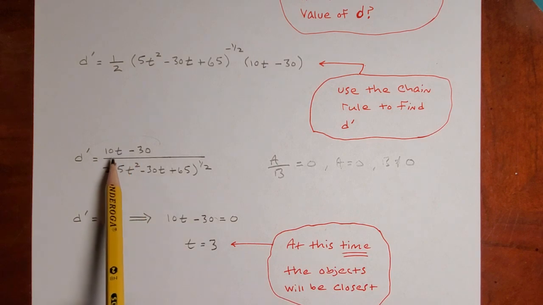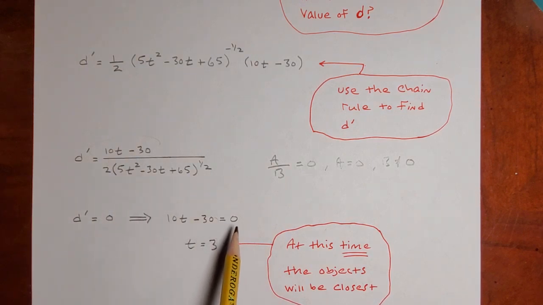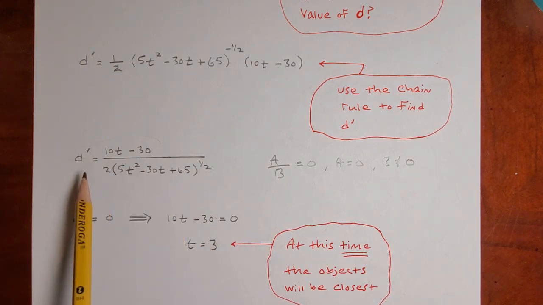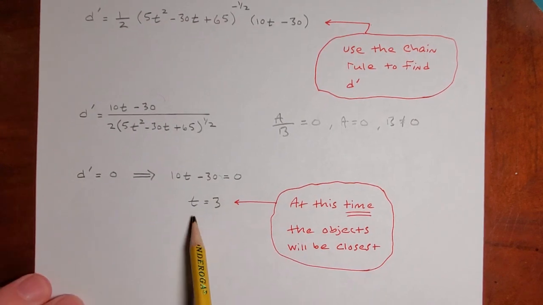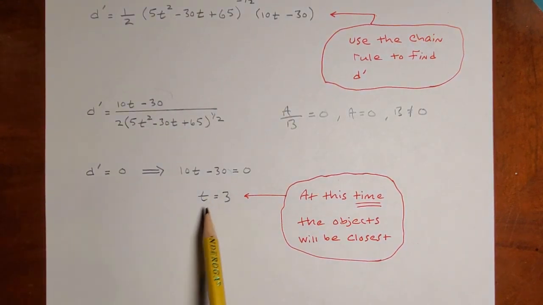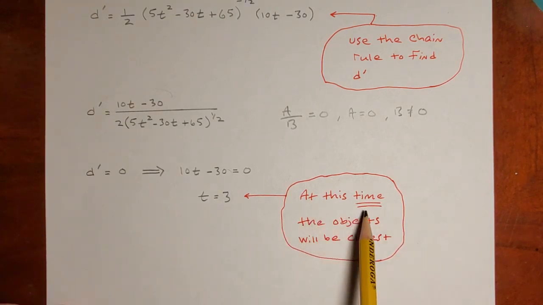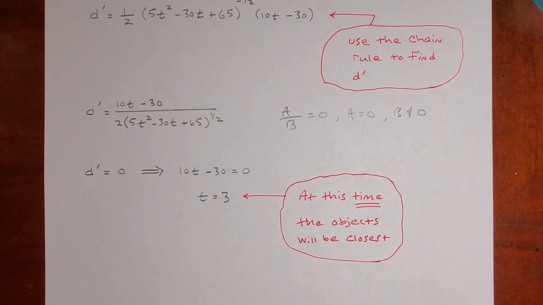So in our case, if we take 10t minus 30 and set it equal to 0, that will be our critical number. That's what makes the derivative 0. And that's just 3, right? 30 minus 30 if t is 3. Okay, so t is 3. So that's kind of our answer. It'll be a little more complicated than that. But t is 3. That's the time when the objects will be closest.